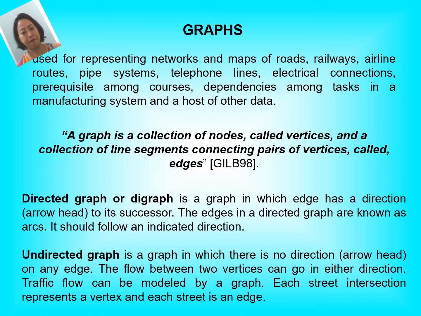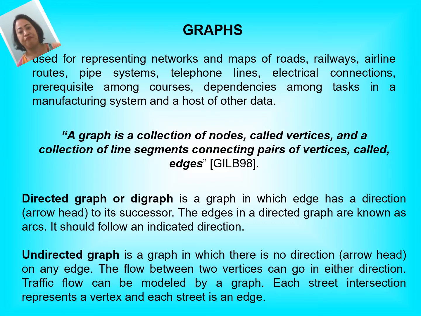In this kind of graph, you should follow the indicated direction. So wherever the arrowhead points, that is the direction of the graph. Well, when we say undirected graph, undirected means there is no direction, there is no arrowhead. So it is a graph in which there is no direction on any edge. The flow will be between the two vertices, so it could go back and forth, or it could go either way.